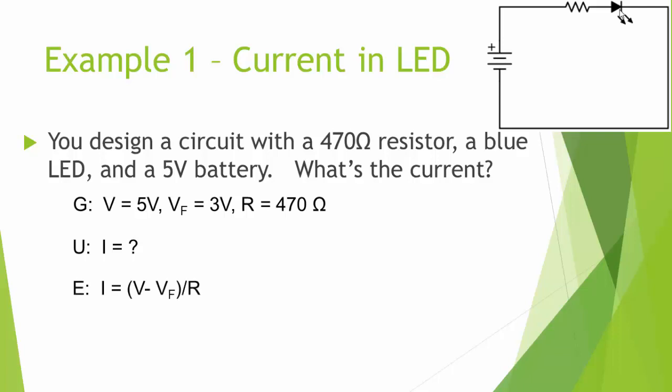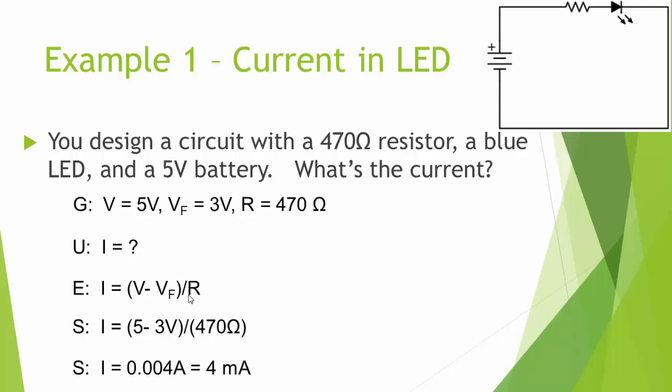Well, our new equation here is simply subtracting the forward voltage drop from the applied potential, divided by the resistance. So 5 volts applied minus 3 volts forward voltage drop on the LED, divided by 470 ohms, by my count, gives us about 4 milliamps. Safe enough for an LED.